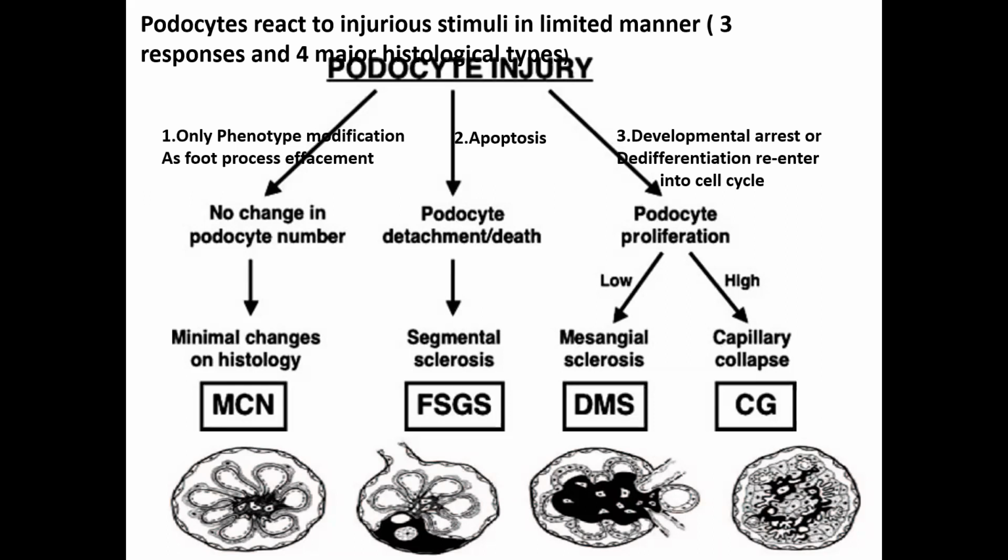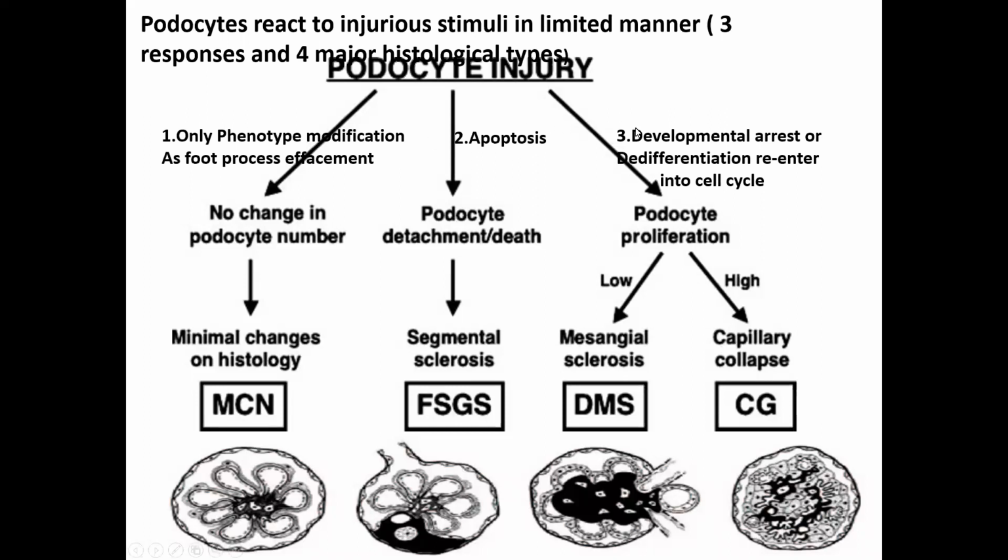As a result of podocyte injury, these podocytes can undergo only phenotype modification. So only the structure will undergo modification, and there is no change in number. So it manifests as minimal change disease on histology. The podocyte injury may cause apoptosis of podocytes, so it may lead to detachment and podocyturia. So this type of response may lead to segmental sclerosis on histology.